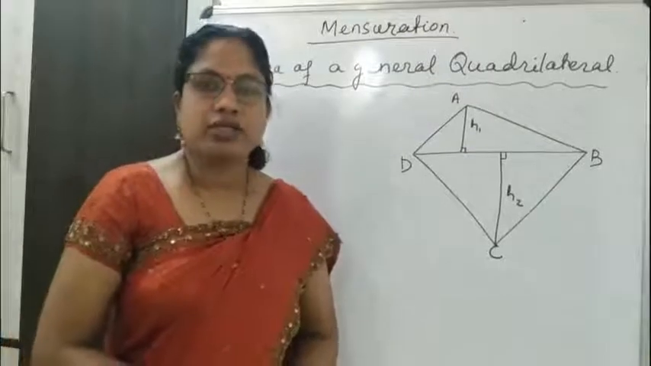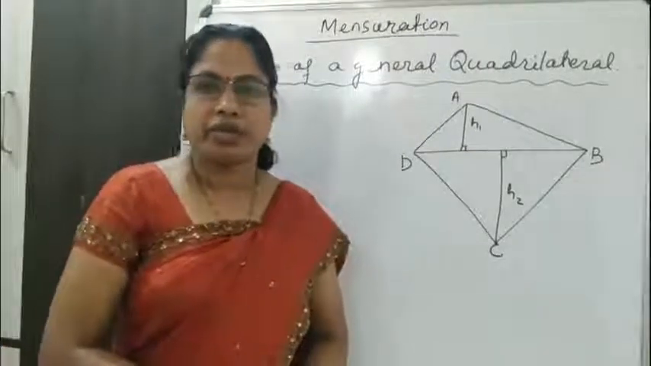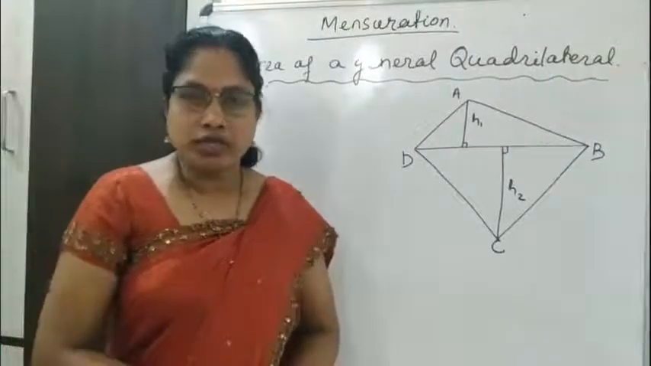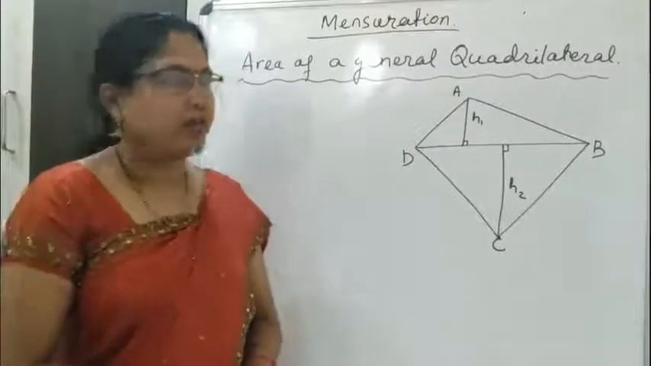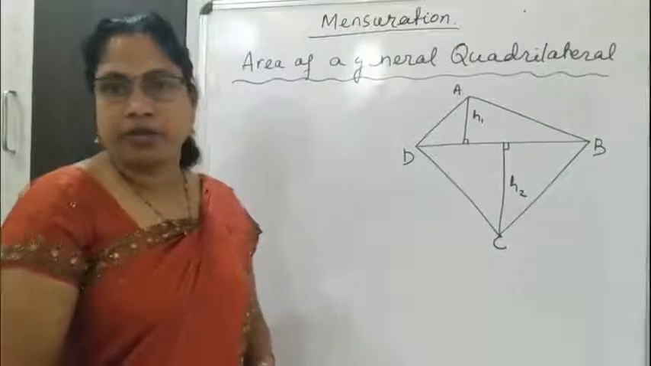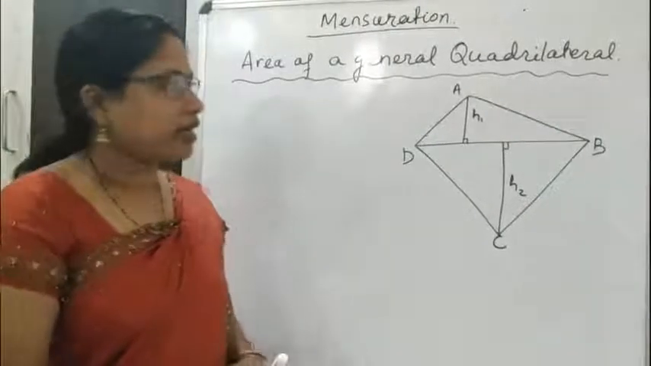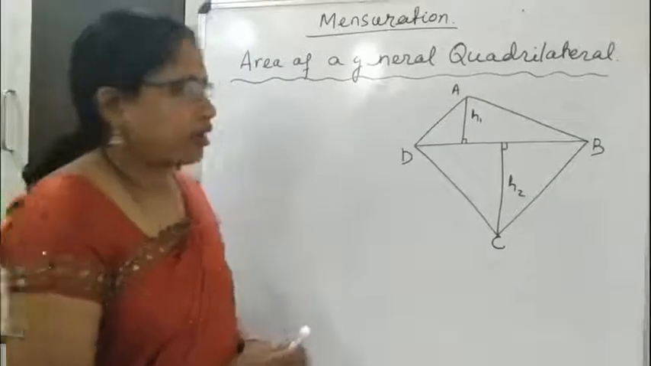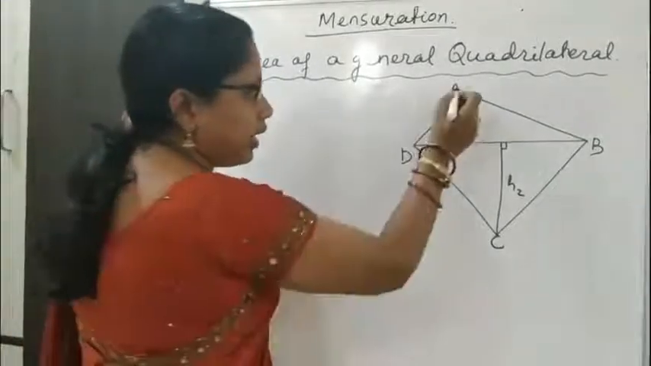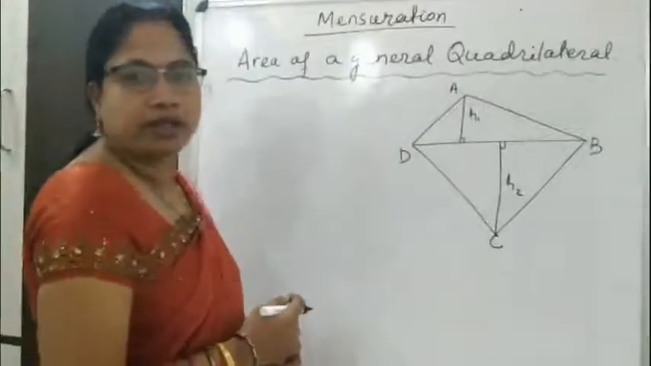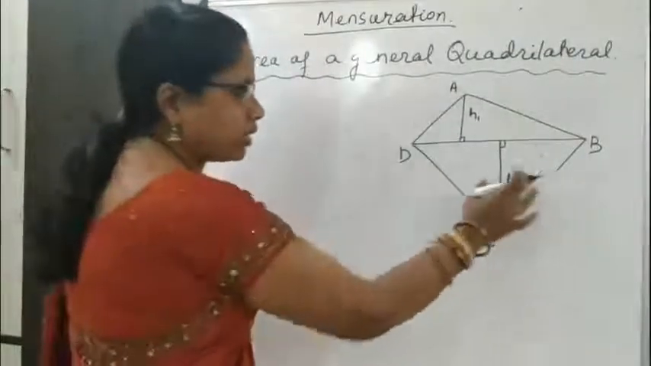Dear students, in our last class we derived a formula to find the area of a trapezium. So in this section let us derive how to find the area of a general quadrilateral. Any quadrilateral, how to find the area. So here ABCD is a quadrilateral. We have to find the area of this quadrilateral.